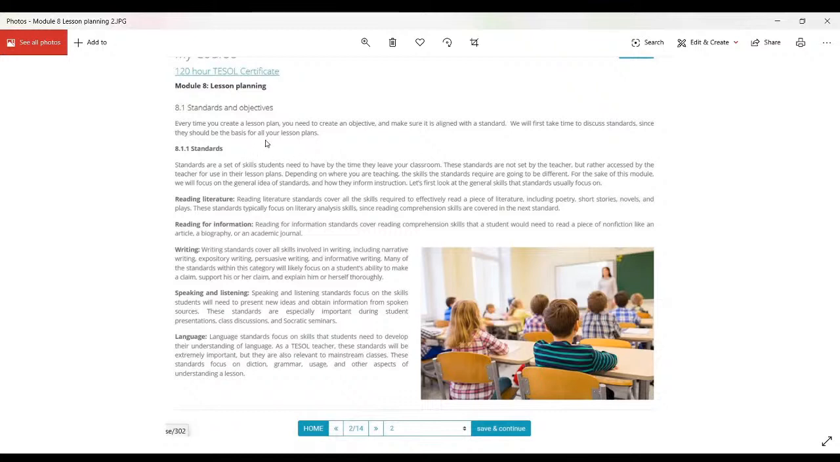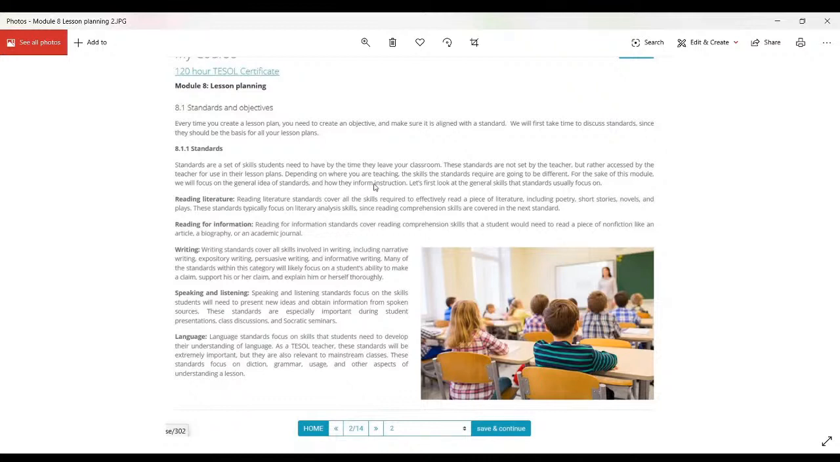So every time you create a lesson plan, you need to create an objective and make sure it is aligned with a standard. We will first take time to discuss standards since they should be the basis for all your lesson plans. Alright, so 8.1.1 is standards. What is a standard? Alright, standards are a set of skills students need to have by the time they leave your classroom. Okay, so what are standards? Because there are many standards. These standards are not set by the teacher, but rather accessed by the teacher for use in their lesson plans.